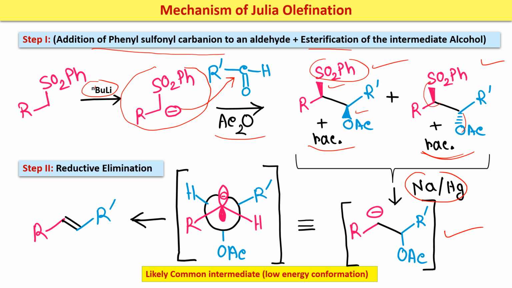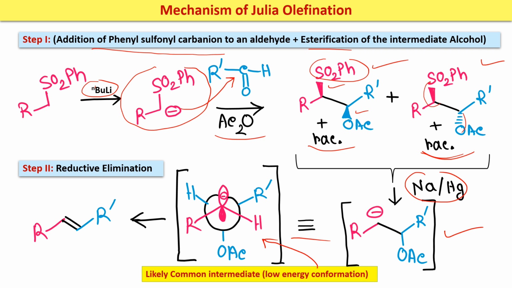So this is the likely common intermediate, and it will arrange itself in such a way, given its lifetime, that it can achieve the low energy conformation. So this is the low energy conformation. These two are actually the same. There is an equivalent sign where the negative charge and the OAc are opposite to each other.